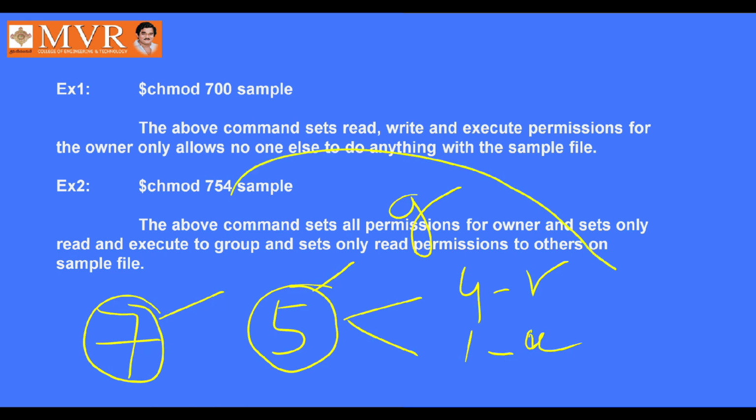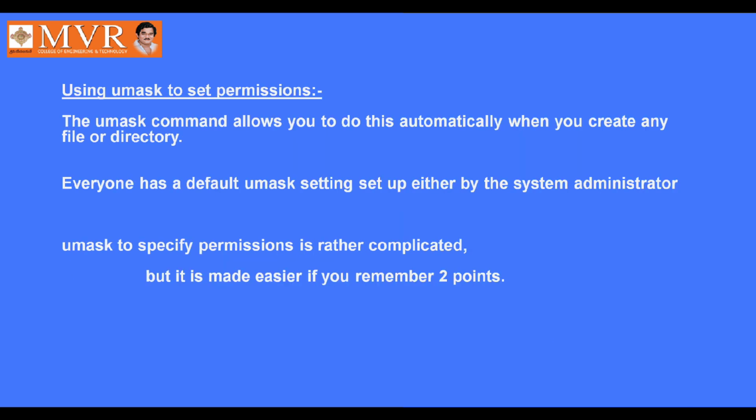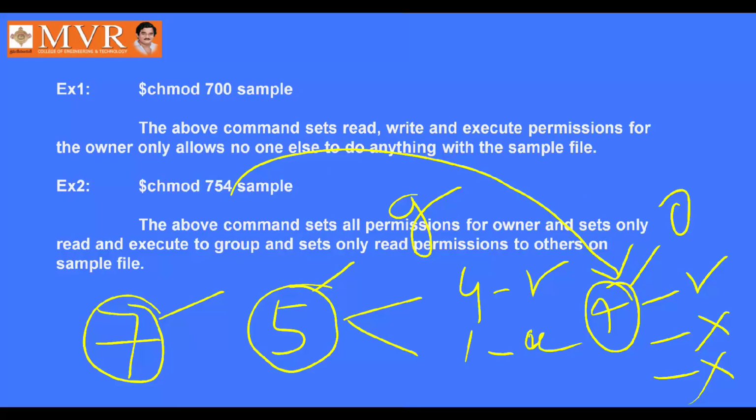And the last one is 4. What does 4 represent here? 4 represents the permissions of whom? Others. So others have only the number 4. That means they can only read that file. They don't have execute permission or write permission. These two permissions we have denied, right? So in this way, by using this numerical method also, you can give file permissions.